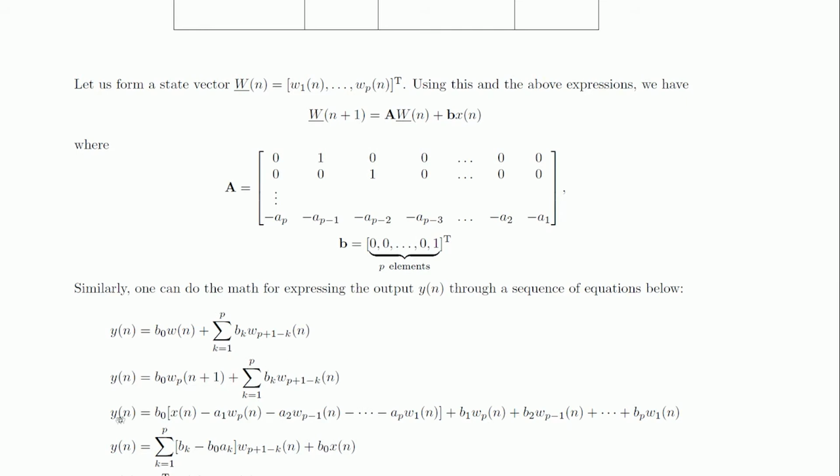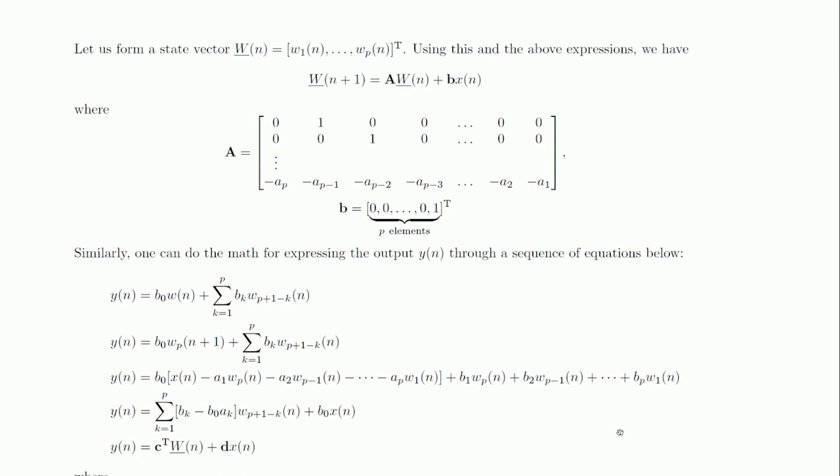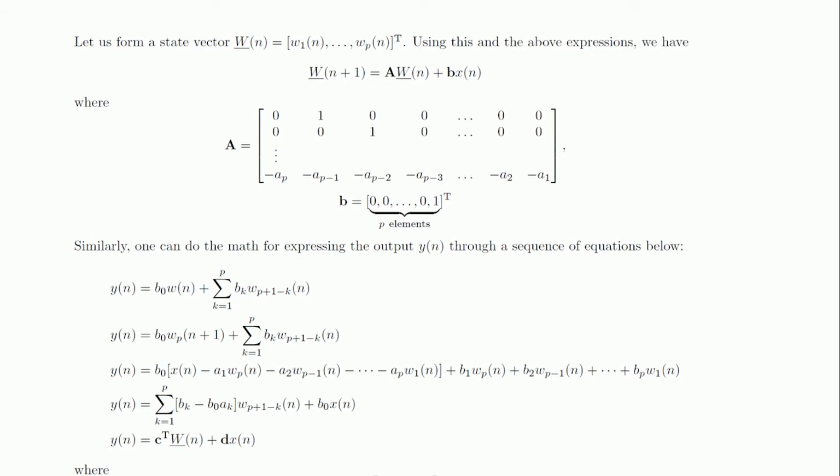So, we now have expanded w of n in terms of your coefficients bi, then x of n, then your other coefficients which are ai's, and then writing it in a compact form, we have y of n is basically summation k equals 1 to p bk minus b naught ak times wp plus 1 minus k of n plus b naught x of n. So, this is this equation.